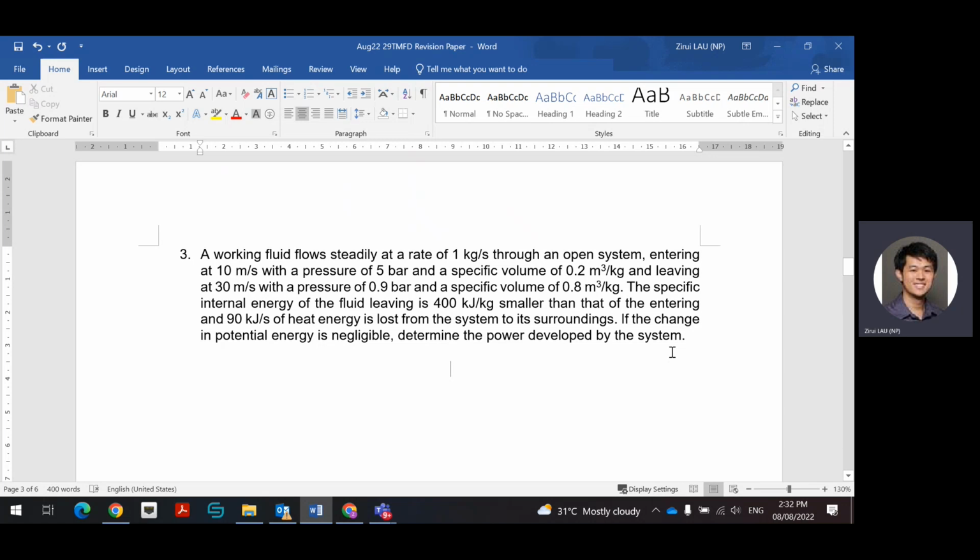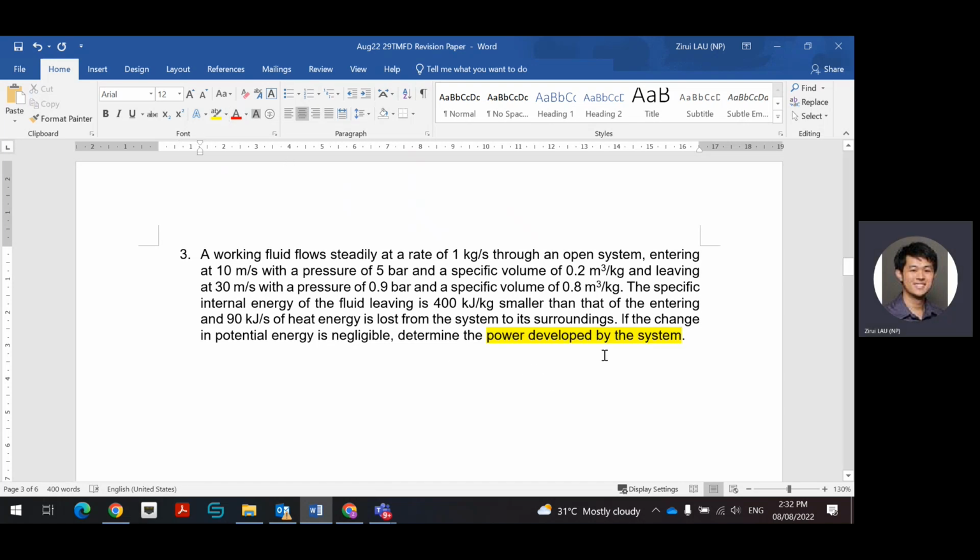Okay, so we have a working fluid flowing steadily at a rate of 1 kg per second through an open system, entering at 10 meters per second with a pressure of 5 bar and a specific volume of 0.2, leaving at 30 meters per second with a pressure of 0.9 bar and a specific volume of 0.8. The specific internal energy of the fluid leaving is 400 kilojoule per kg smaller than that of the entering. We are asked to determine the power developed by the system.